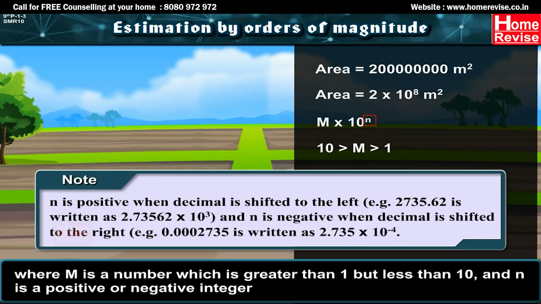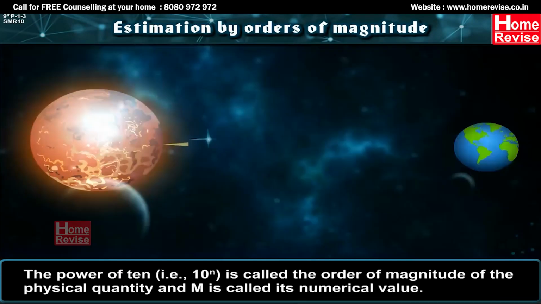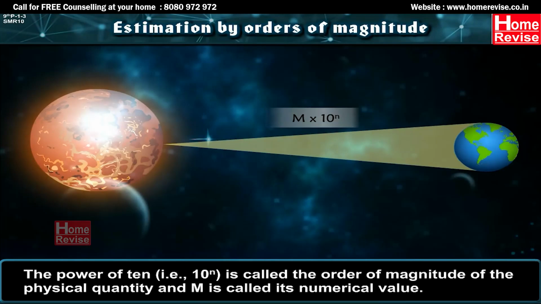Example, 2735.62 is written as 2.73562 into 10 raised to 3, and n is negative when decimal is shifted to the right. Example, 0.0002735 is written as 2.735 into 10 raised to minus 4. The power of 10, that is 10 raised to n, is called the order of magnitude of the physical quantity, and m is called its numerical value.